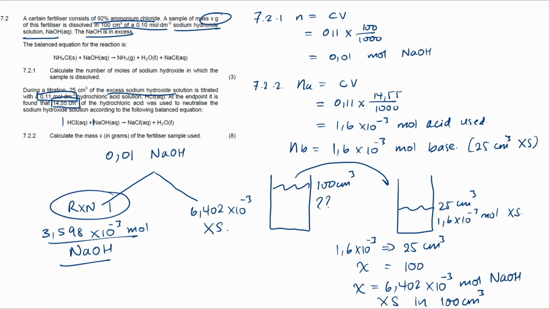Now from here, I can then do a mole ratio. The mole ratio for NaOH to NH4Cl is 1 to 1. That means 3,598 times 10 to the minus 3 moles of NH4Cl was neutralized or reacted in reaction 1.